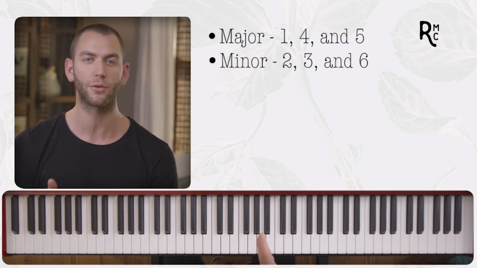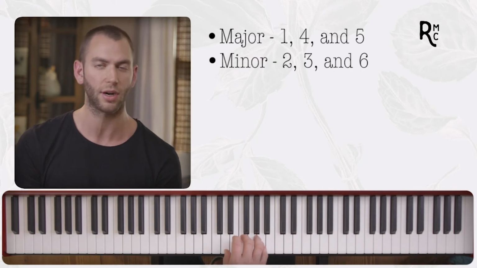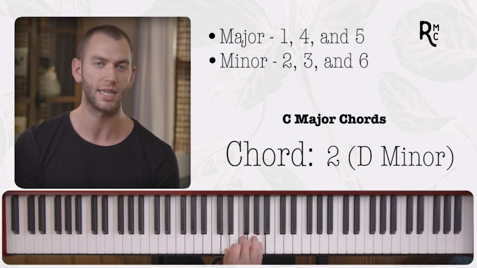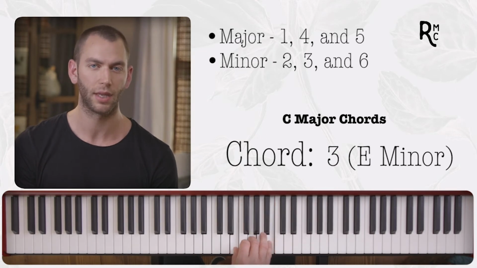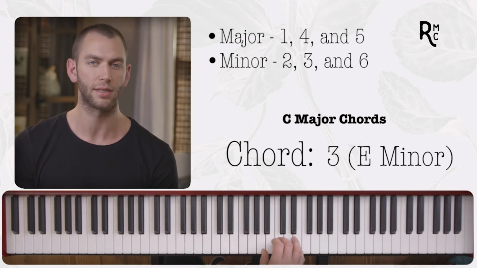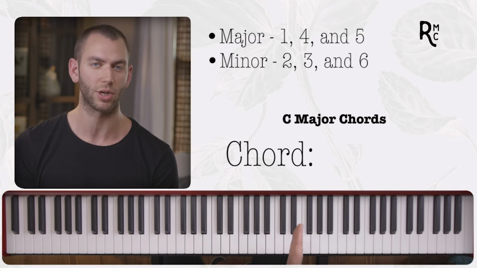The 2, the 3, and the 6 are all minor chords. So here's the 2 chord. Your thumb's going to start on D. That chord is called D minor. Your 3 chord here, your thumb starts on E. This one's called E minor. And your 6 chord here is called A minor. You can see my thumb is here on the A. Those all sound a little bit more sad.